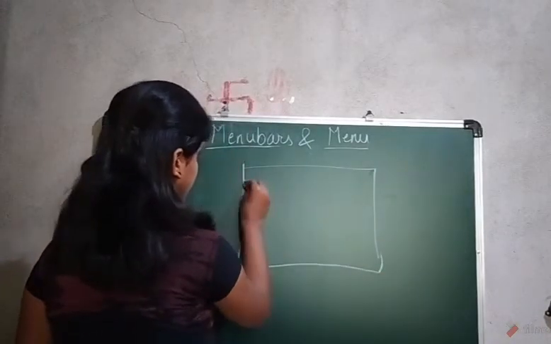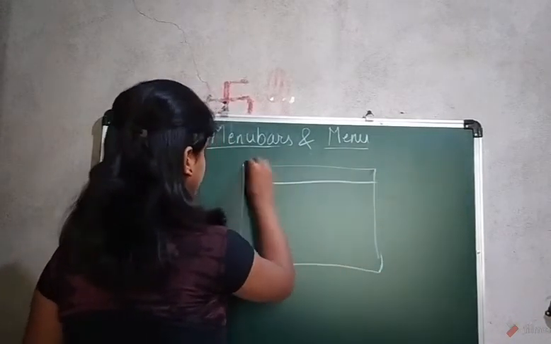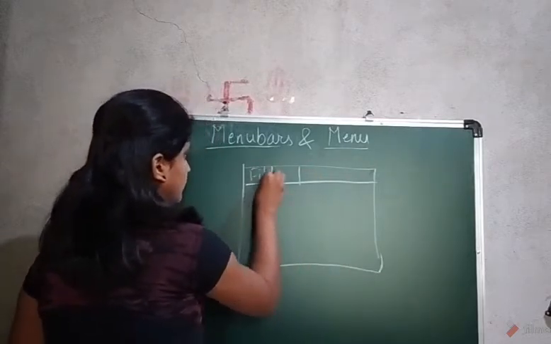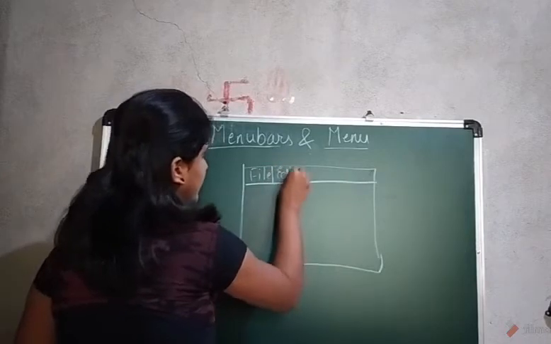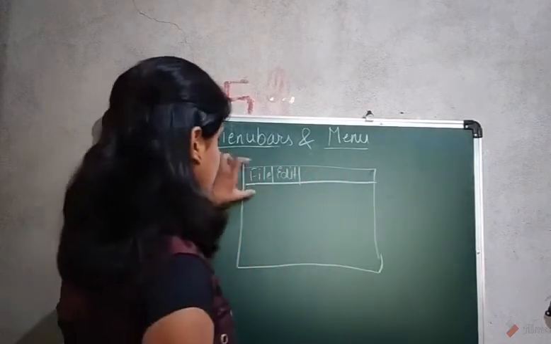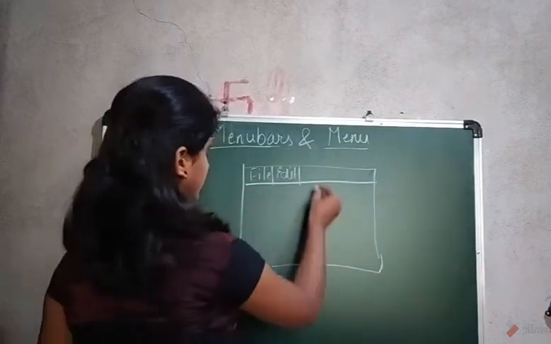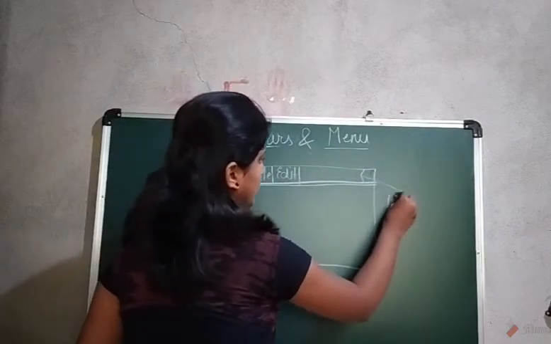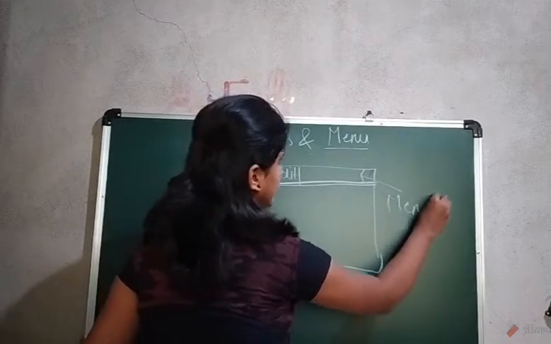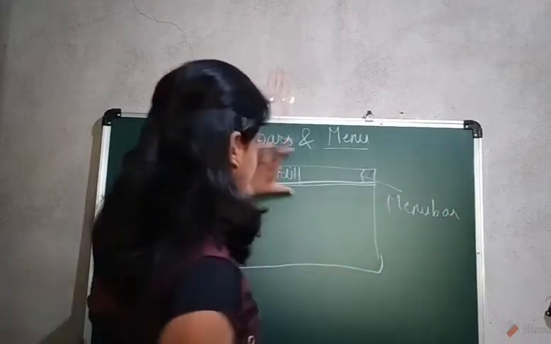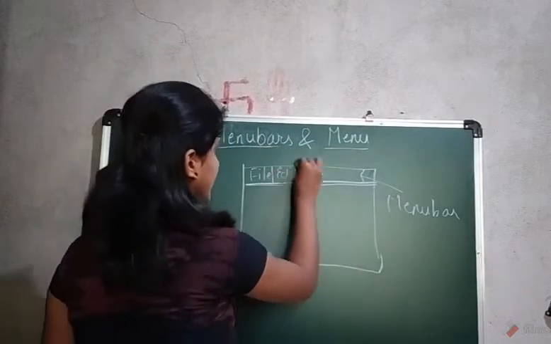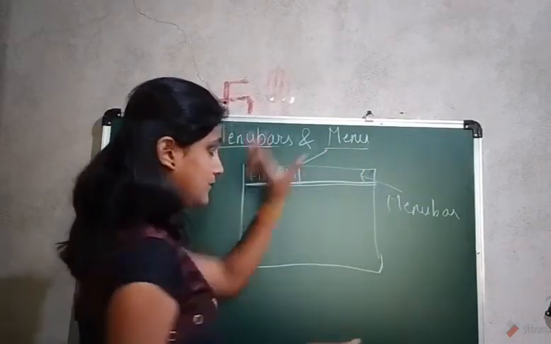Now here, the menu bar. At the top you will have the menu bar, with File and Edit. Whenever you go to a Notepad, there is a menu bar, right? So first of all, you have to create a menu bar. This line, the bar which is at the top, is called a menu bar, and this File and Edit, these are called menus.